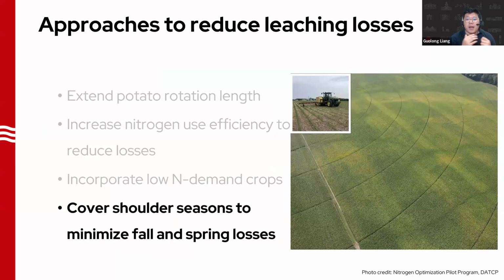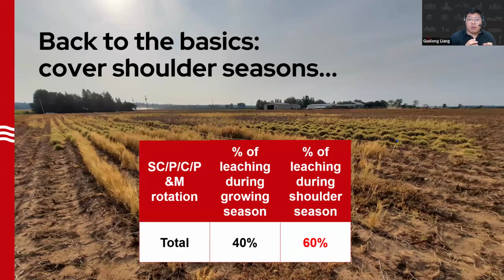Last but not least, let's go back to the fundamentals, right? With our crop rotations, let's make sure that we're covering our shoulder seasons to minimize our leaching losses during the off season. Cover crops are necessary in the central sands, and most of our growers use cover crops because of wind erosion. But its nutrient retention benefits should not be overlooked, and we should think deeper into how we can use cover crops for the sake of nitrogen balance.